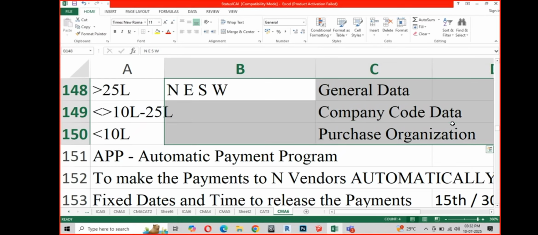Right now, you have already read in the slides what comprises the general data. The general data comprises the vendor's address, the telephone number, the fax number, contact person, whatever, generic information.